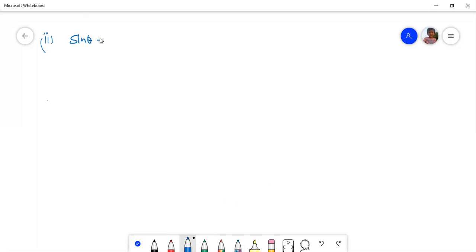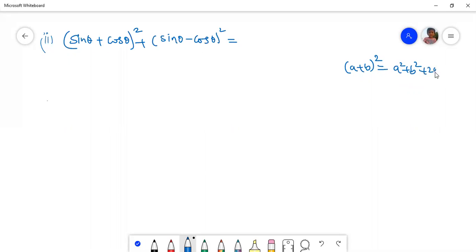Sin theta plus cos theta whole square plus sin theta minus cos theta whole square. We can expand it using the standard identities: a plus b whole square equals a square plus b square plus 2ab, and a minus b whole square equals a square plus b square minus 2ab.